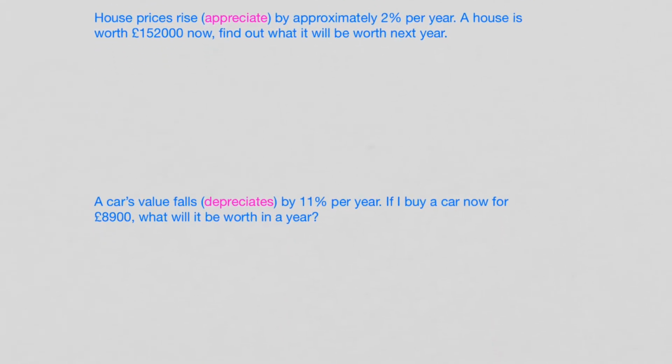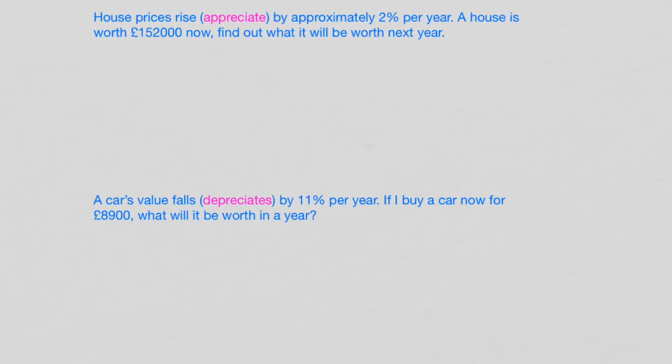Okay, we're going to do that again here. Right, house prices rise, and the word for the value of things rising is appreciate. So house prices appreciate by approximately 2% per year. So they go up by approximately 2% per year. A house is worth £152,000 now. Find out what it'll be worth next year.